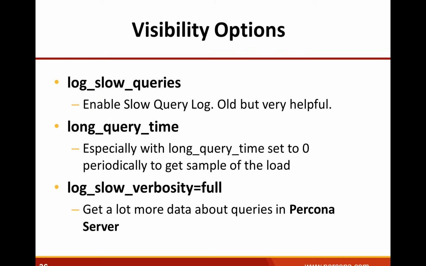A few visibility options. Even though MySQL 5.6 has a performance schema, for many workloads the plain old slow query log can be very, very helpful to analyze your workload for developers and so on. Slow query log would enable the slow query log, and long query time allows you to set the threshold for logging, right? What we typically do is set that to 0 when we want to temporarily enable logging, get a sample of queries, and maybe then set it back.